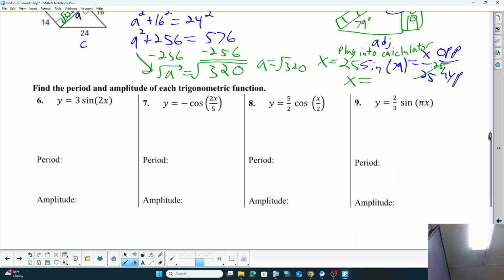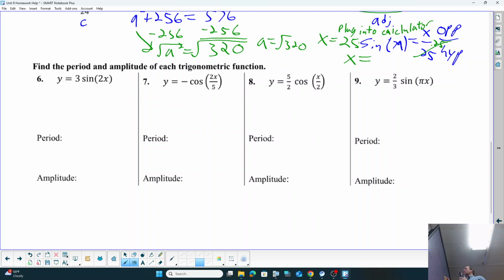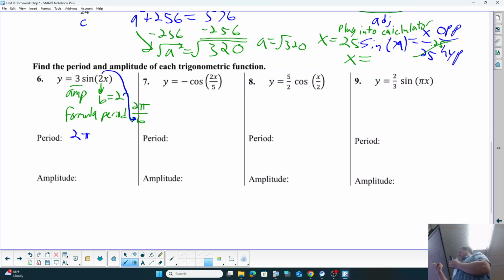Find the period and amplitude of each one. So do you remember? That's the amplitude, right? That's the B value that gets the period. And so the formula, do you remember the formula for period? The formula for the period is 2 pi over B. So that means the b value, which is 2, is going to go down there. So it's going to be 2 pi over 2. And 2 pi over 2 is just pi. So our period is pi.